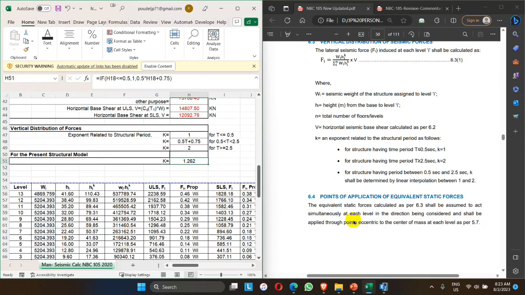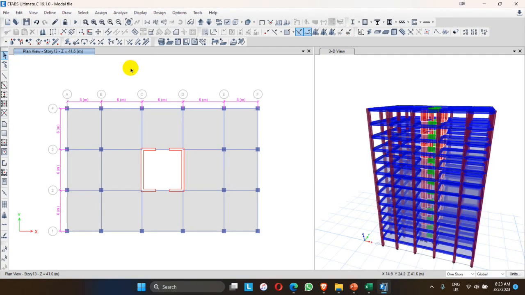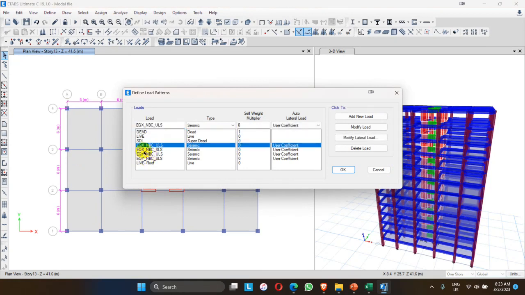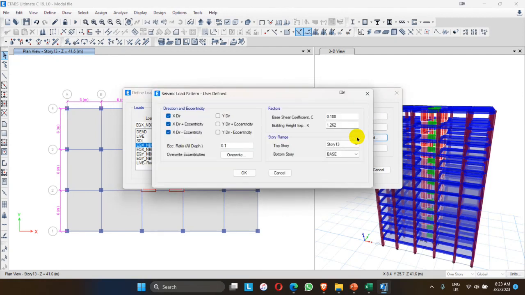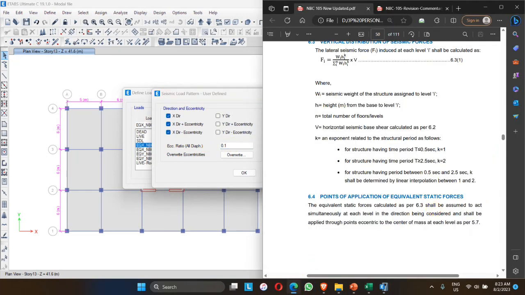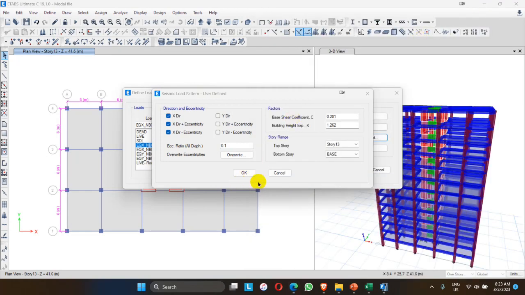So let me go to the ETABS model. So here, this is the ETABS model. First of all, let me go to the load pattern. It is EQX for NBC ultimate limit state. Let me modify it. Here, the Bessier coefficient is 0.201 and the building height exponent factor is 1.262 and eccentricity ratio for all diaphragm is 0.1 as prescribed in the code. So let me click OK.